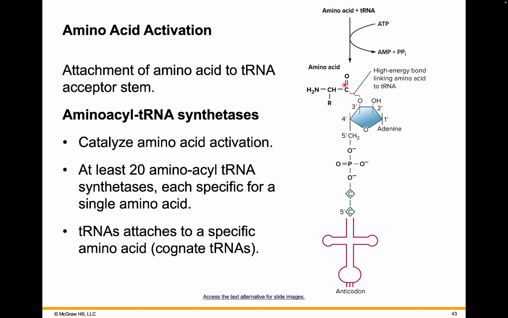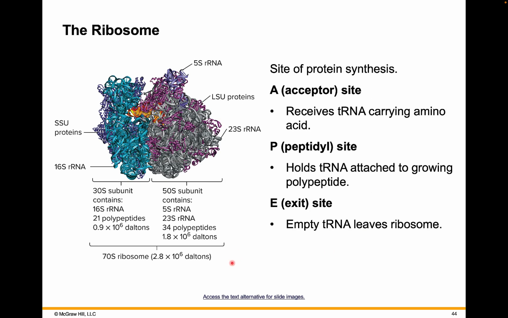So when an amino acid is loaded onto a tRNA, we call it charged. So it's a charged amino acid. And when it is unloaded, we call it an empty or discharged tRNA, which will again go back. So we have at least 20 amino acid tRNA synthetases, each specific for a single amino acid. And the tRNA attached to a specific amino acid is what you call a cognate tRNA.